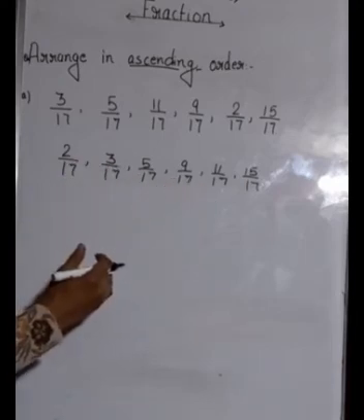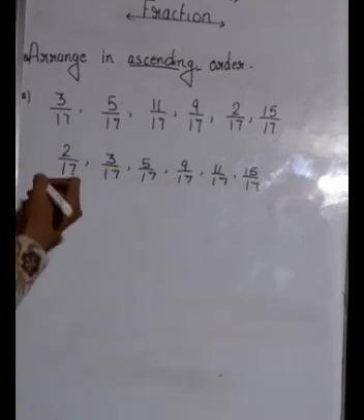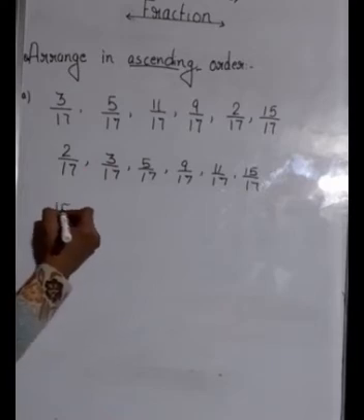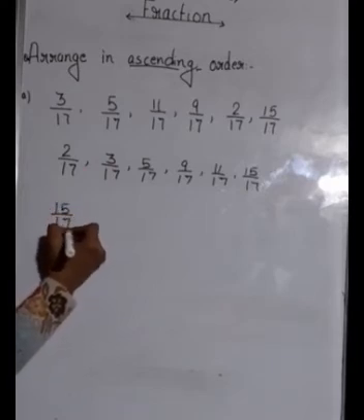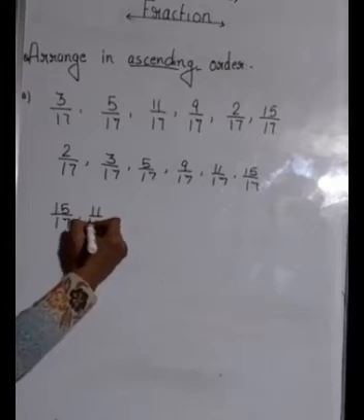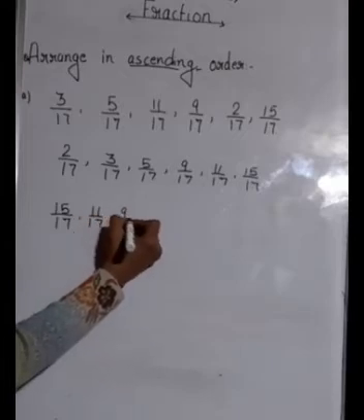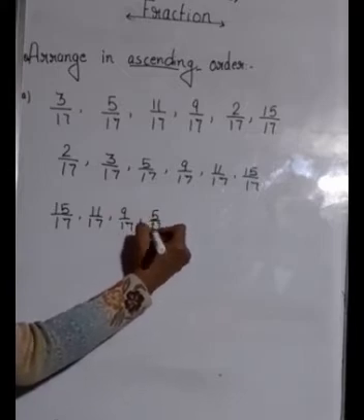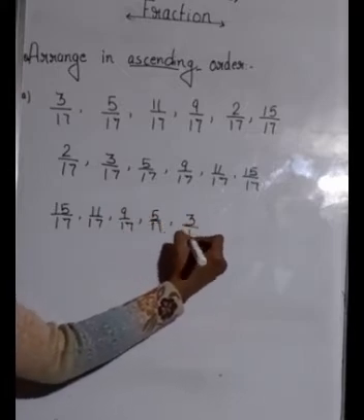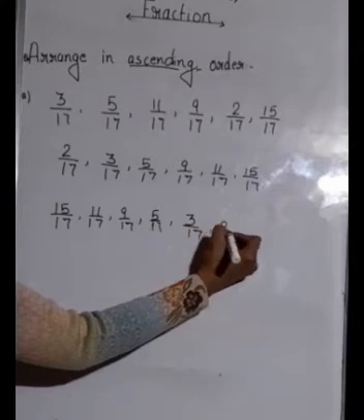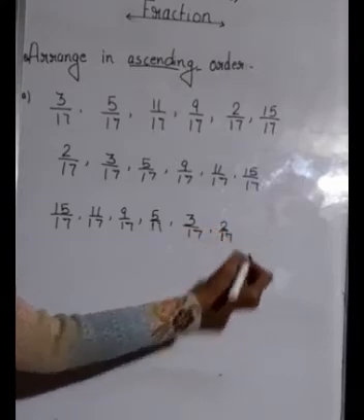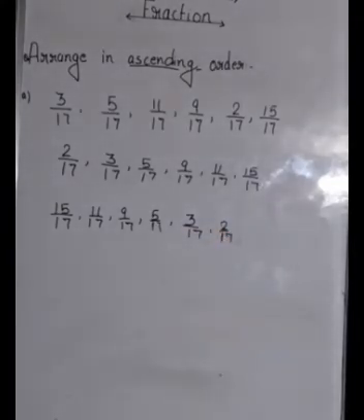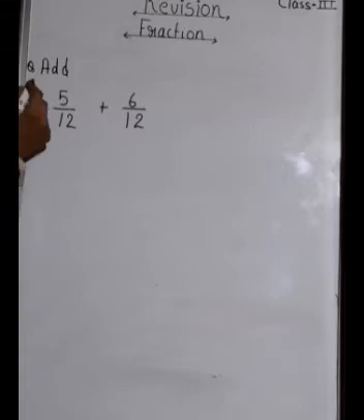Suppose you have to arrange in descending. In descending, you start from the bigger one. So your arrangement will be like 15 upon 17, then 11 upon 17, 9 upon 17, 5 upon 17, 3 upon 17 and the last one will be your 2 upon 17. Okay, so this is the way of arranging like fractions in ascending or descending order. Clear?